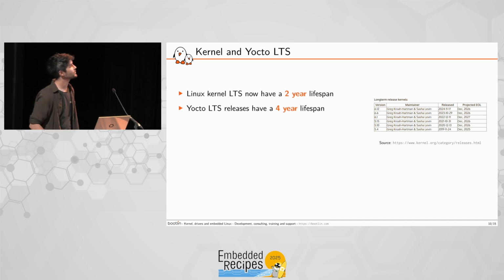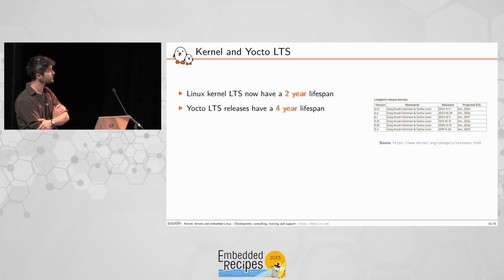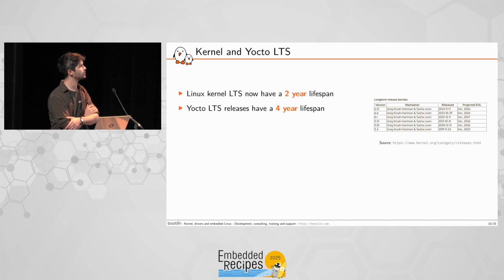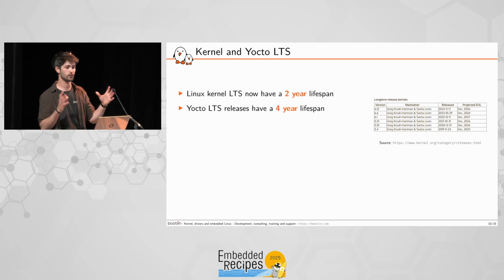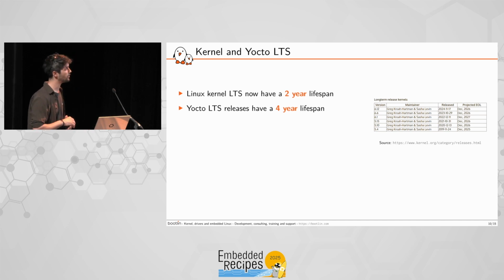Something I wanted to talk about, which is interesting, is related to the kernel. So the kernel LTSs are now 2-year. It used to be more. I don't remember what the exact number was, but it switched to 2-year, which is smaller than the lifespan of the Yocto Project LTSs. So there's no real solution to this.